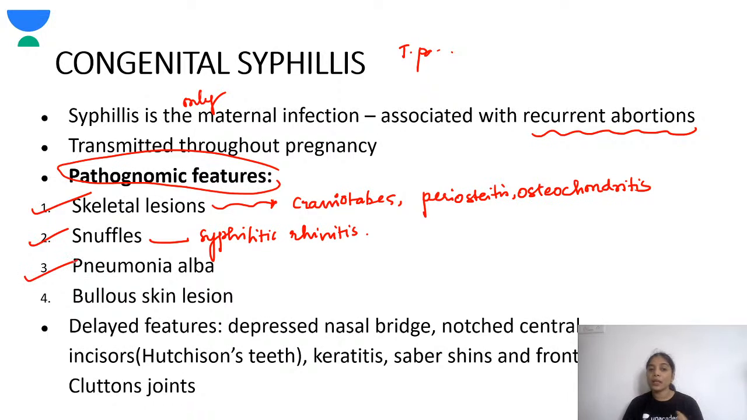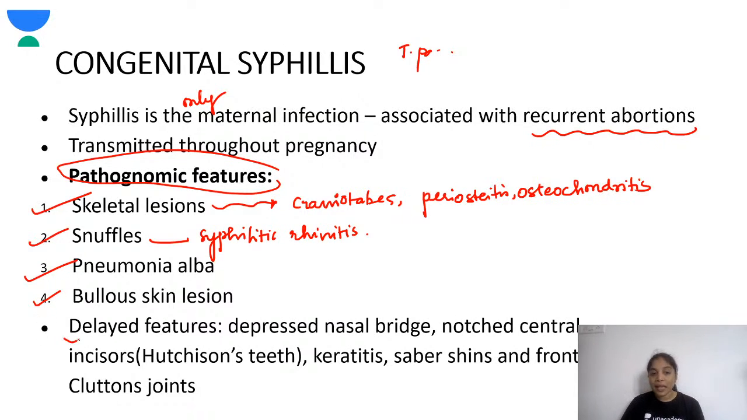What is called pneumonia alba? In pneumonia alba, the lungs will be pale and firm. This is because of the fibrosis happening. That is why the pneumonia in syphilis is called pneumonia alba. And there are a lot of skin lesions happening. There could be bullous skin lesions in congenital syphilis.